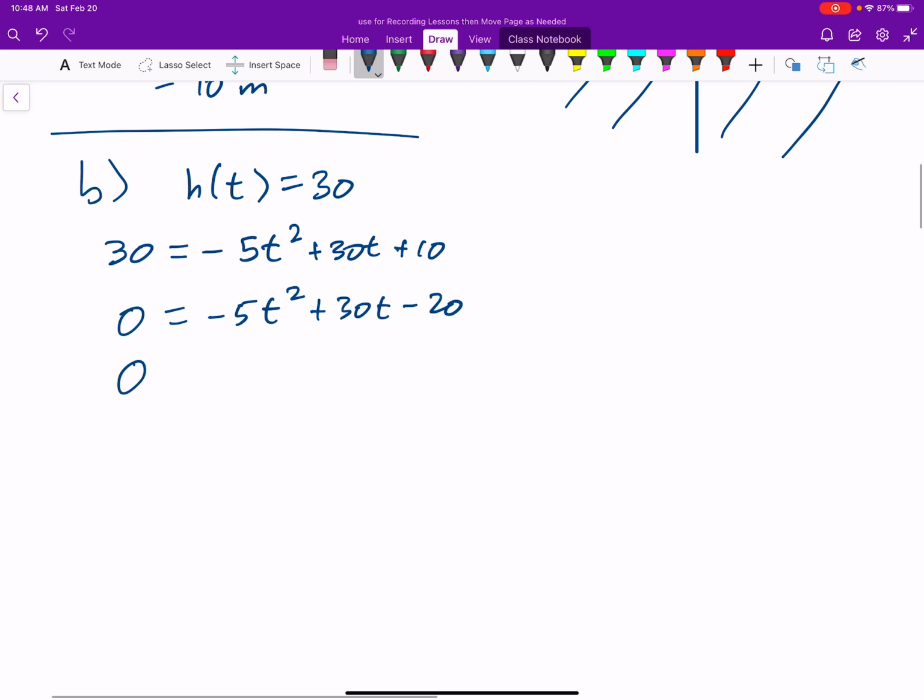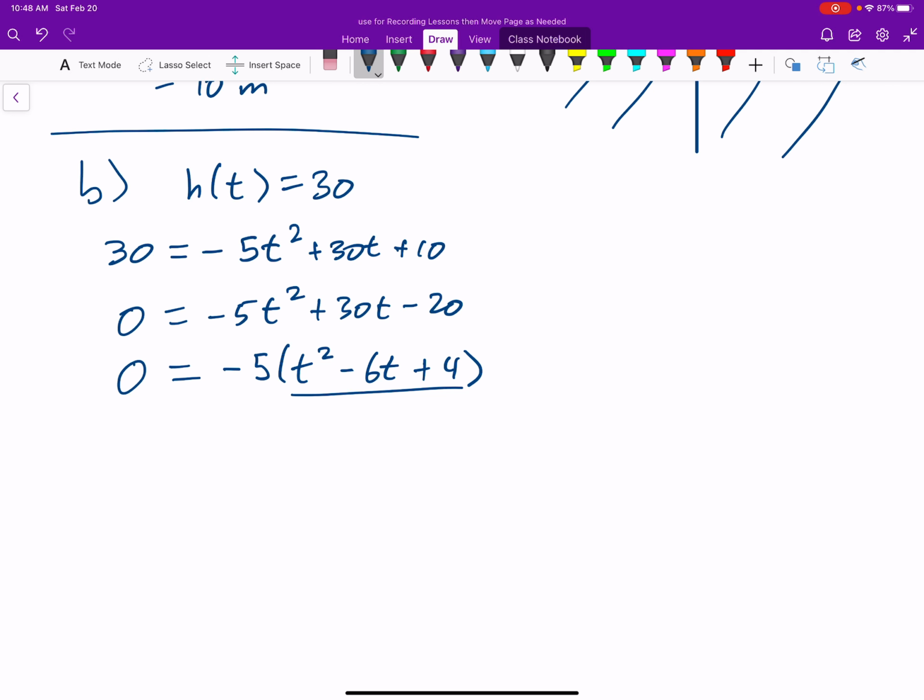So solving, we should always try to factor first. And when we factor, we always start with common factoring. So I see I can take a negative 5 out of each term. So I've got t² - 6t + 4 when I divide each term by negative 5. Now, sadly for me, what I've got left in the brackets here does not look factorable.